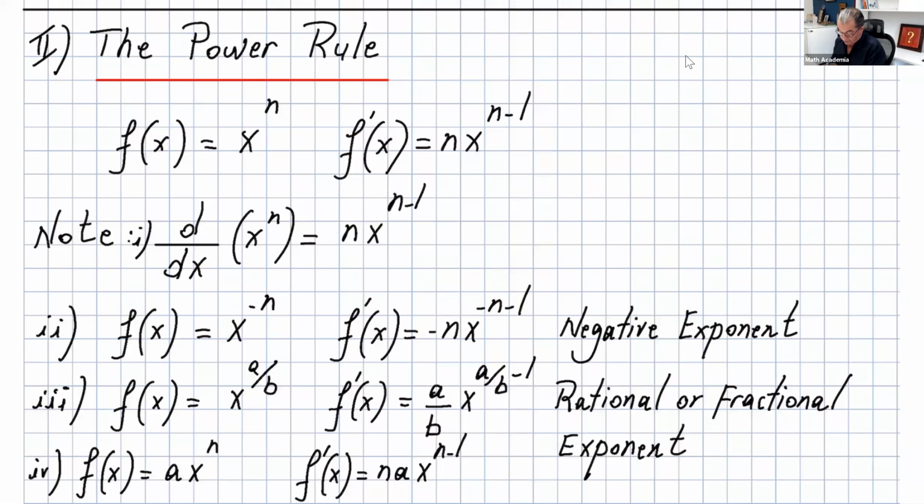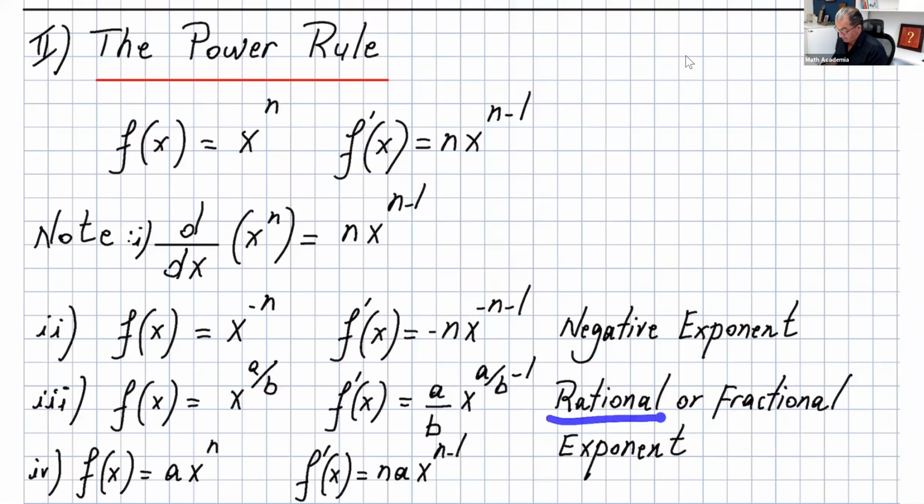I put some notes here for you. The first one: the derivative of x to the power of n is n times x to the power of n minus 1. Sometimes the exponent can be negative, but you use the same thing. If f of x equals x to the power of negative n, then f prime of x is going to be negative n times x to the power of negative n minus 1, and that's for a negative exponent.